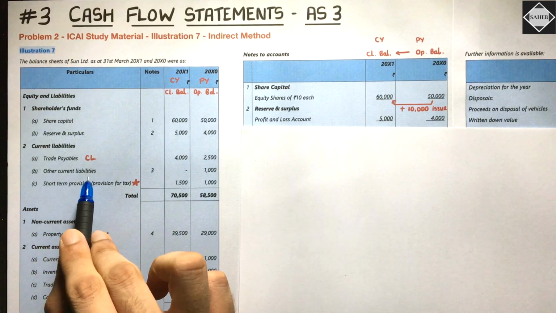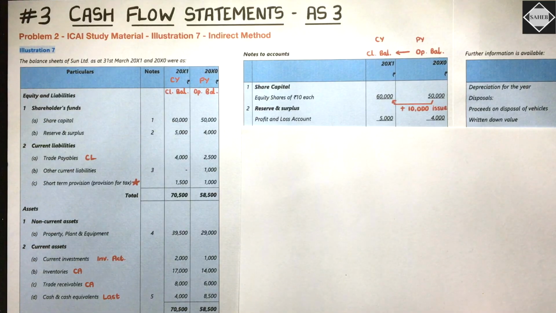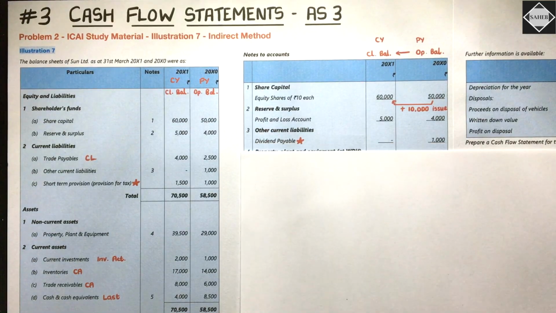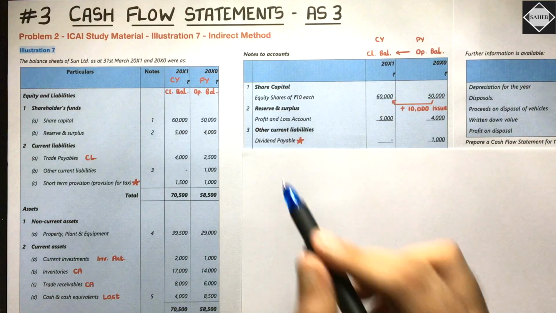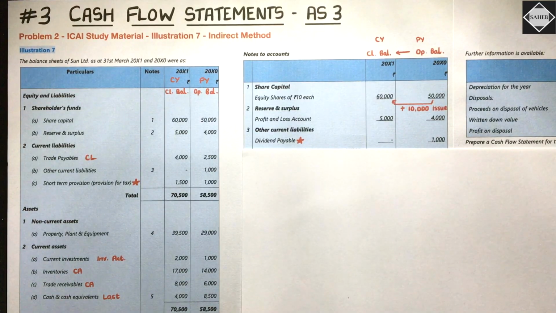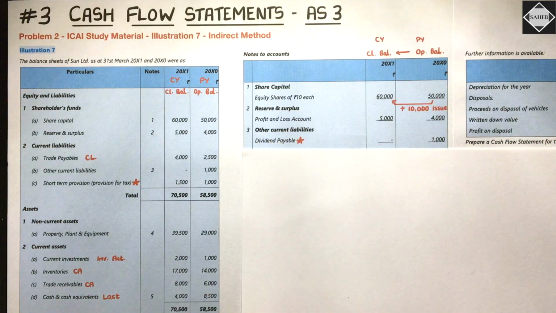And then we have other current liabilities. Note number 3. What are these other current liabilities? We have to go to the note to find out. In other current liabilities we have dividend payable. You all know whenever we have dividend payable or proposed dividend, we always open a ledger account because there will be some kind of adjustment regarding that.